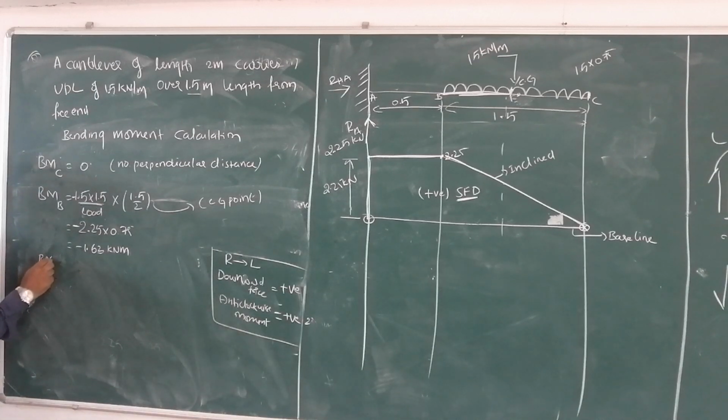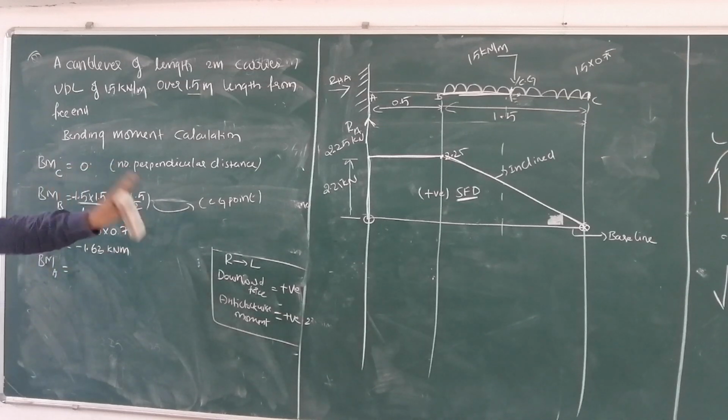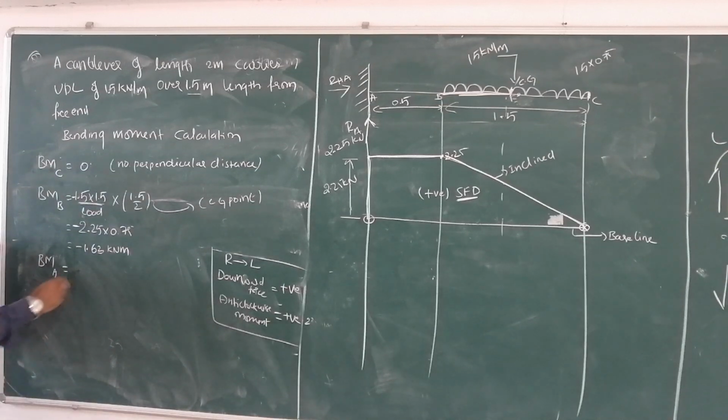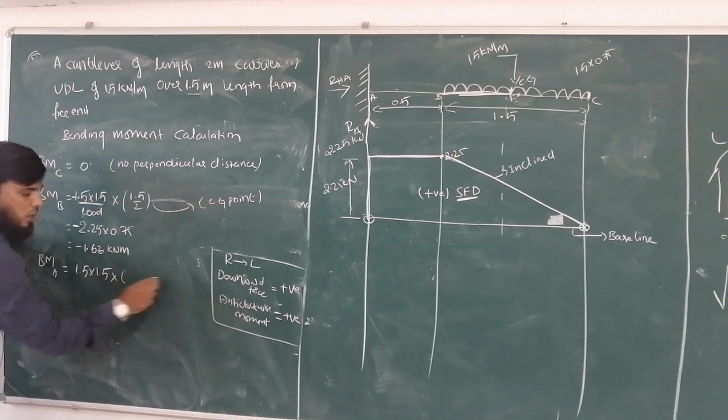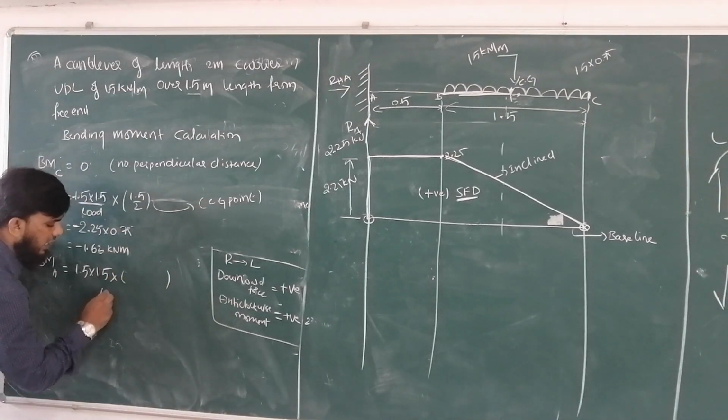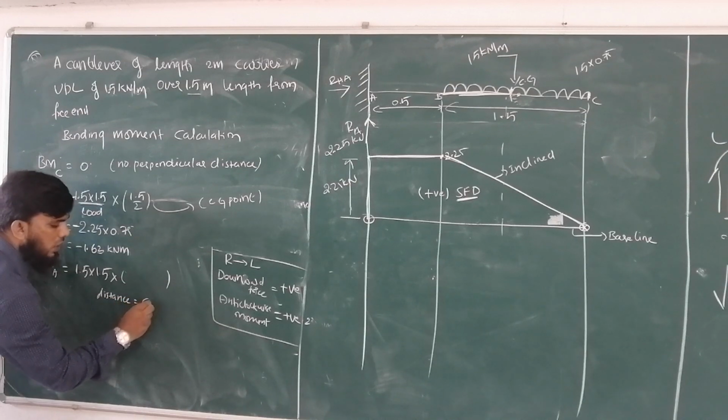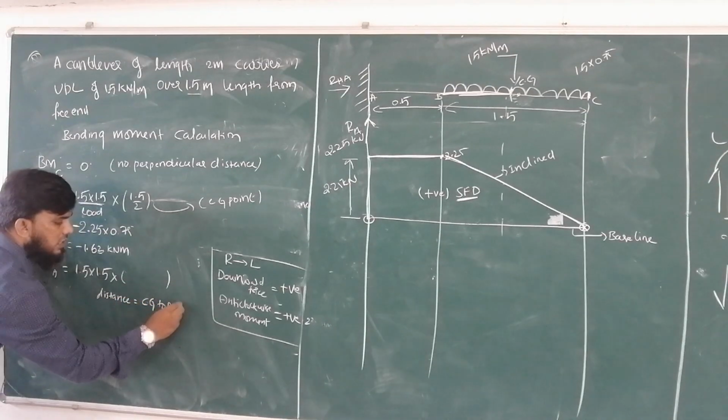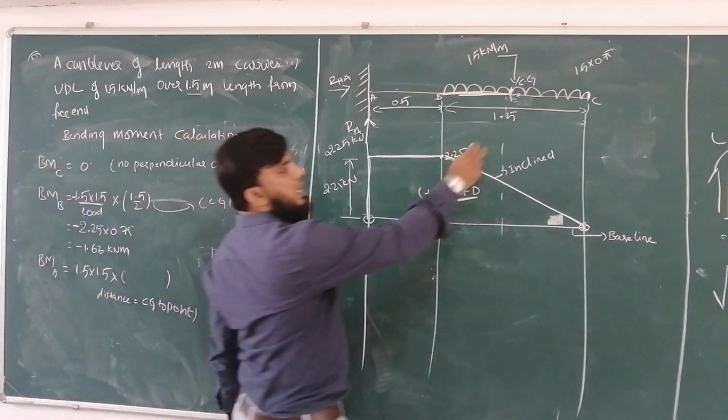Next is the bending moment at point A. When I say bending moment at point A, you have to consider the loads on the right side of point A. On the right side of point A we again have only the UDL, that is, load is equal to 1.5 into 1.5. Clear here? Next, you have to identify the distance from the CG of the UDL to point A. From CG to point A. CG will be acting at half of this.